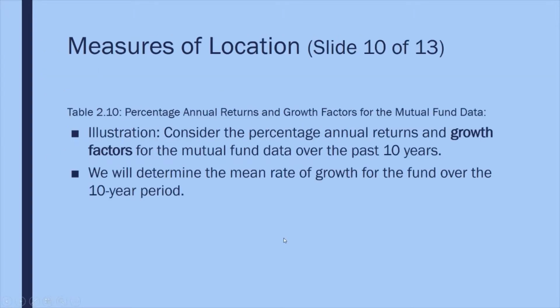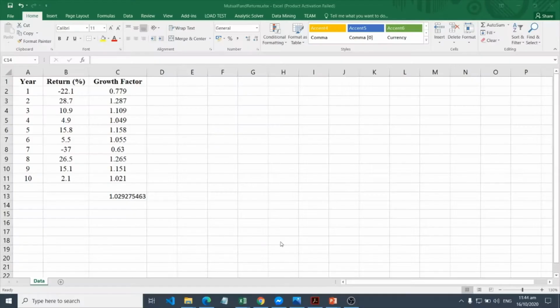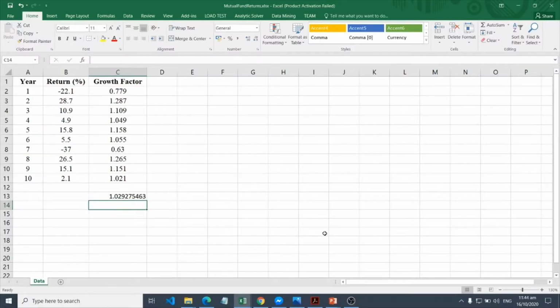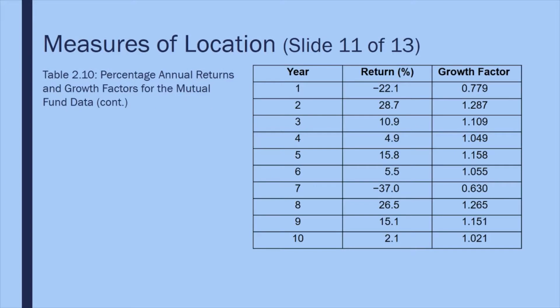We have the data for the annual percentage returns and growth factors for the mutual fund over the past 10 years. We will determine the mean rate of growth for the fund over the 10-year period. The first year has a return percentage of negative 22.1%. This table shows the data for the annual return and growth factors of the mutual fund. The first year has a growth factor of 0.779.